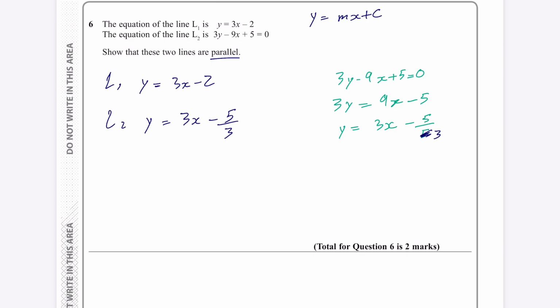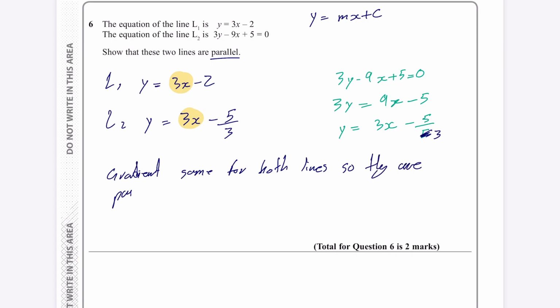And now you can see the gradient in both lines is the same, so if I just highlight that, that, and that. Since the gradient in both lines is the same, we can just write a statement here saying that the gradient is the same for both lines, so they are parallel. Okay, parallel lines have the same gradient.